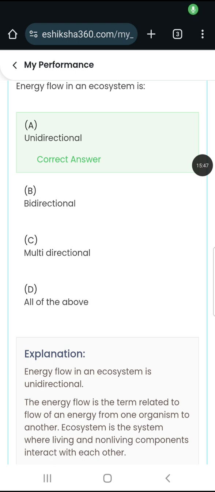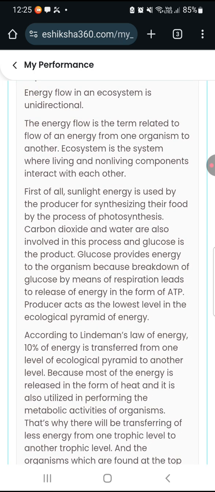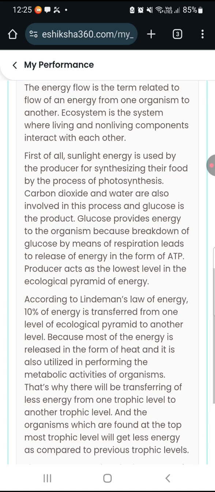Energy flow in an ecosystem is unidirectional. Explanation: energy flow in an ecosystem is unidirectional. The energy flow is the term related to the flow of energy from one organism to another. Ecosystem is the system where living and non-living components interact with each other.